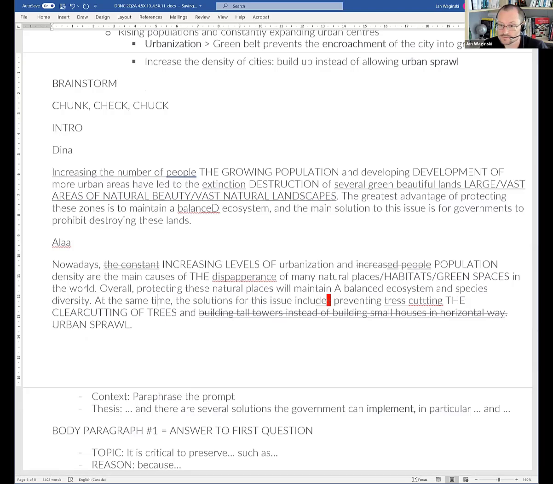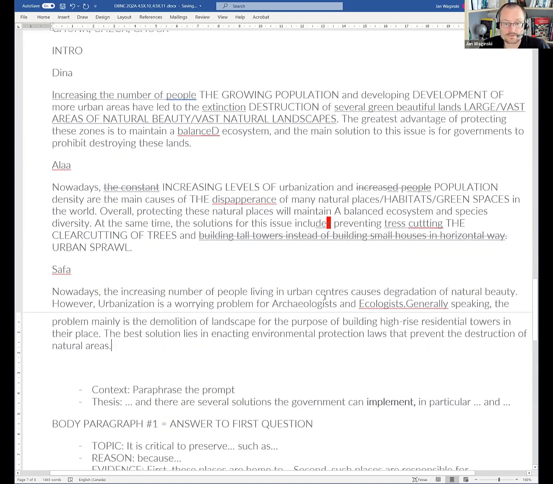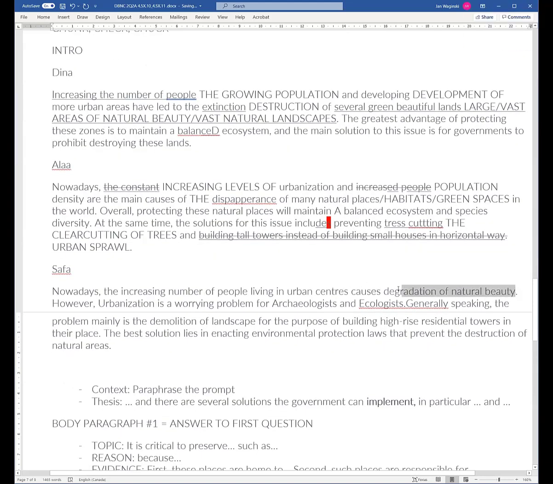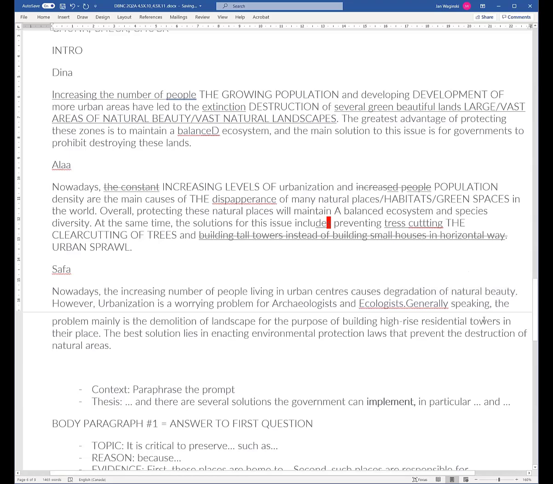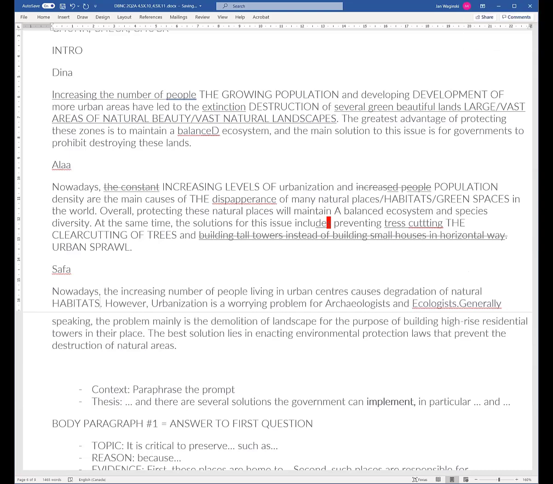Okay, we've got the next sentence. People living in urban centers cause degradation of natural beauty. This needs to be more specific. Degradation of natural beauty, that could be inside the city, right? So it needs to be more specifically connected to the prompt. Okay. Actually, I start mentioning and explained the problem down. Should I put it up, like changing? Let's just change it to this. Natural habitats. Okay.